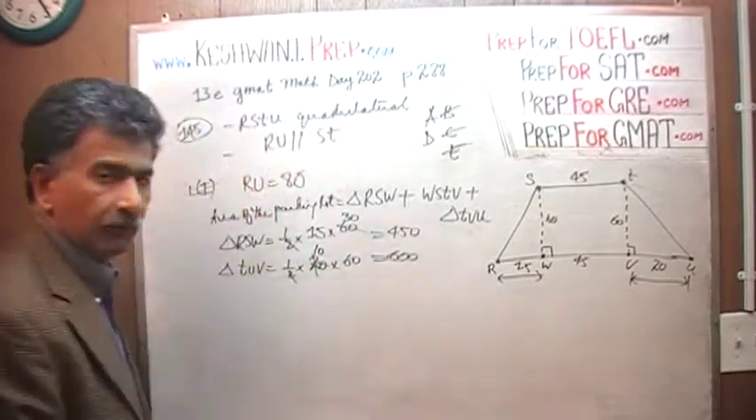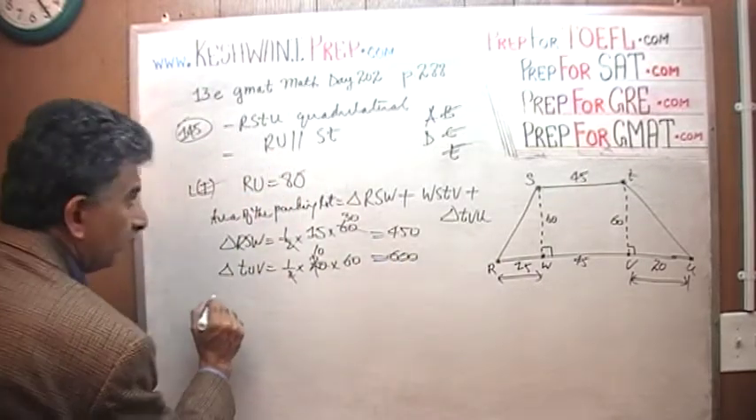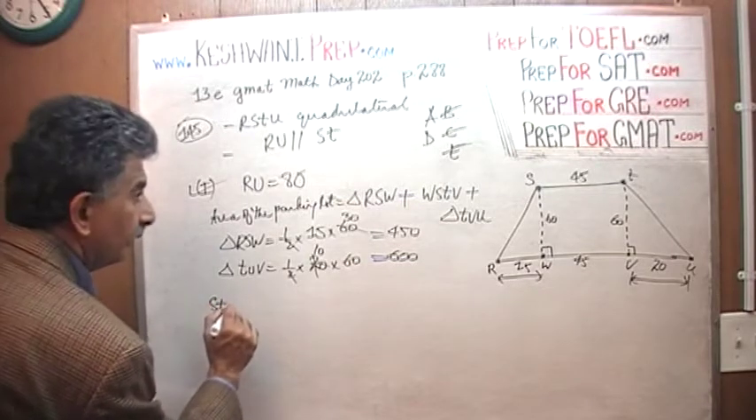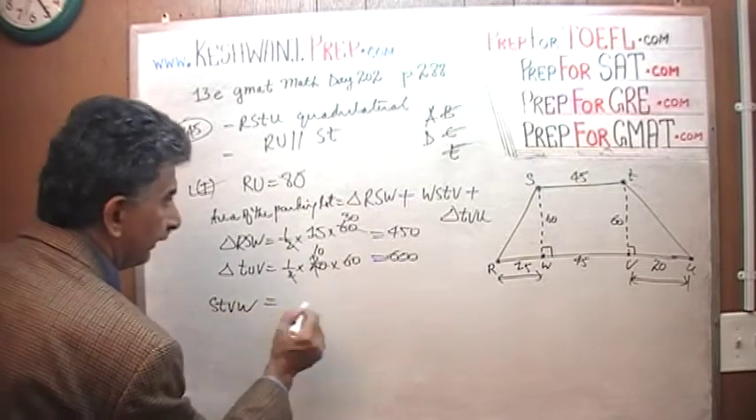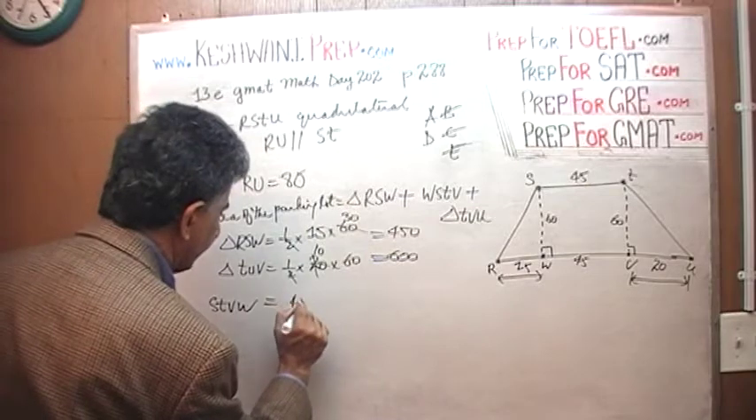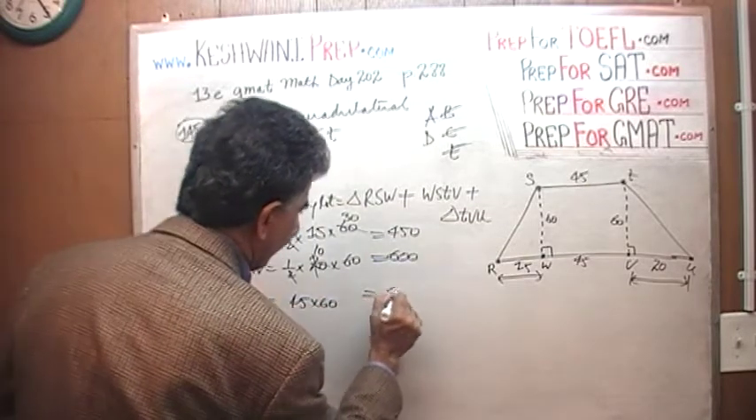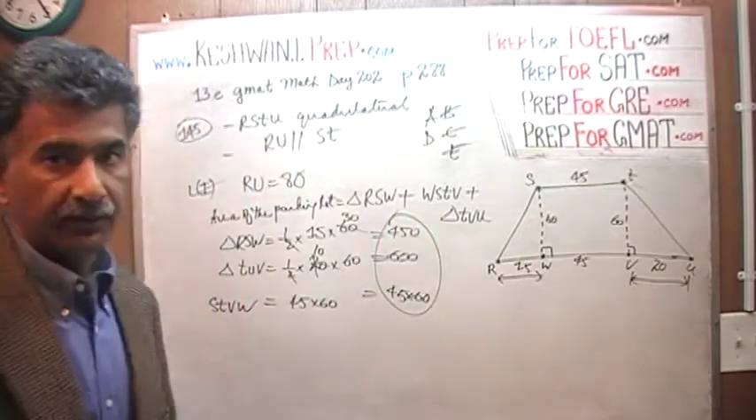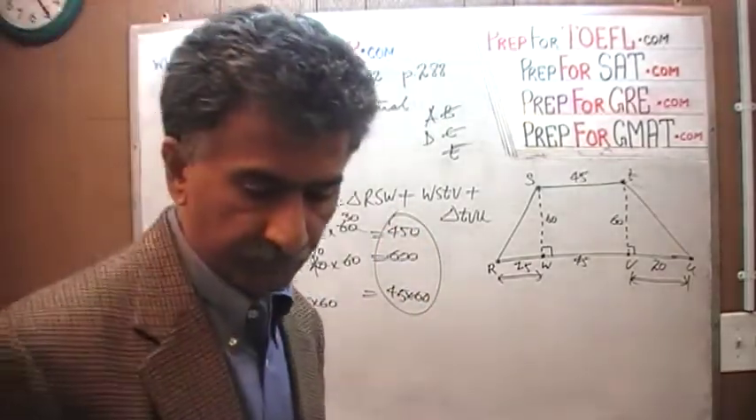Very straightforward, very simple. And finally, the area of the rectangle SDVW is simply 45 by 60. And whatever that happens to be, 45 times 60, you add up these three figures and that's the area of your parking lot. Very straightforward, very simple, as we said.